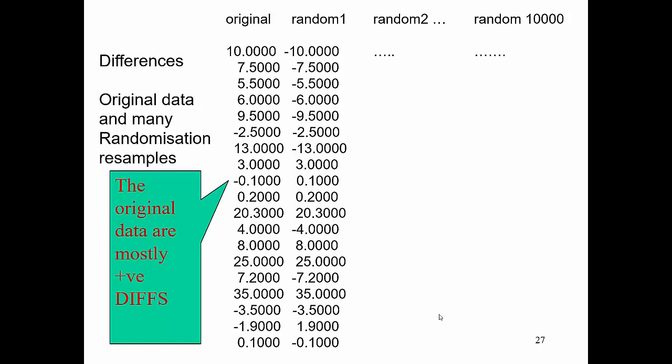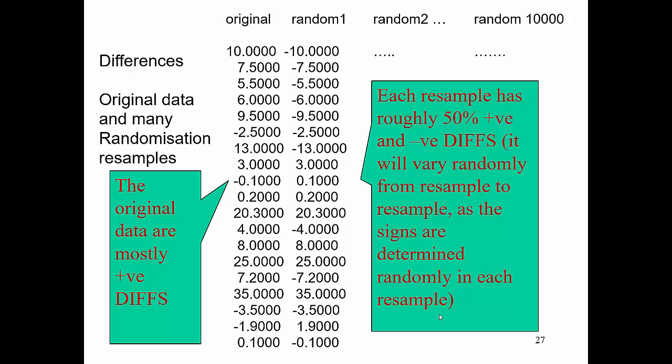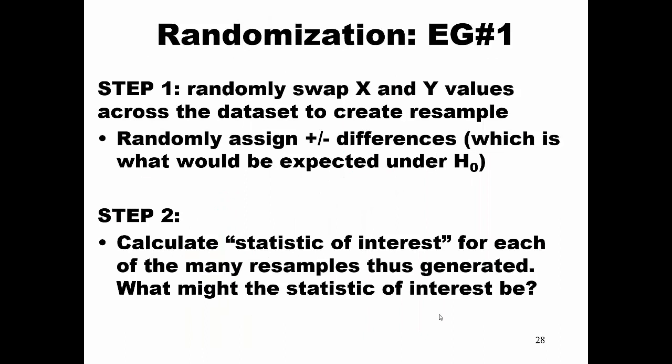The original data are mostly positive, and each resample has roughly 50% positive and negative, so that they would definitely have removed any effect that might be there in the original. So we're swapping X and Y values across the data set to create each resample, randomly assigning positive and negative differences. And then we've got to calculate a statistic of interest for each of the many resamples we've generated.